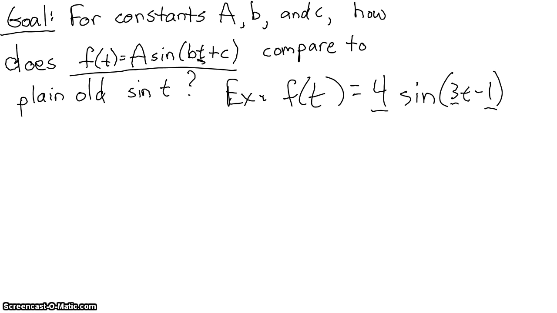Okay? And what we want to do is figure out how those sorts of functions work, and since we know how sine works, we want to compare how a sine of bt plus c compares to just sine t. So we'll take these letters one at a time. Let's start with a, because it's the first letter in the alphabet. Let's look at a little example, say a equals 2. So we're looking at f of t equals 2 times the sine of t.